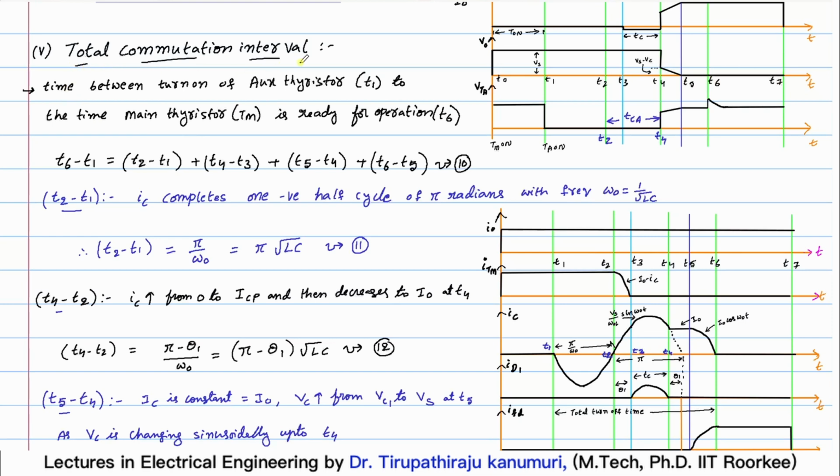Let us go to the total commutation interval. It is the time between the instant when you turn on your auxiliary thyristor, which you can see is turned on at the instant T1, up to when the main thyristor is ready to operate again.